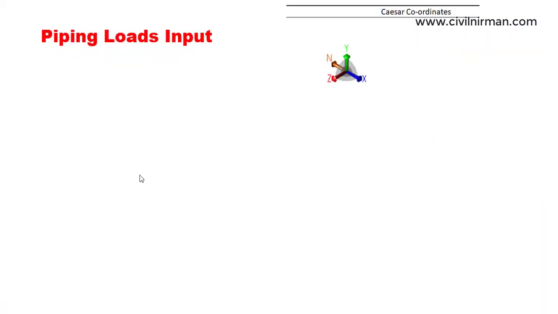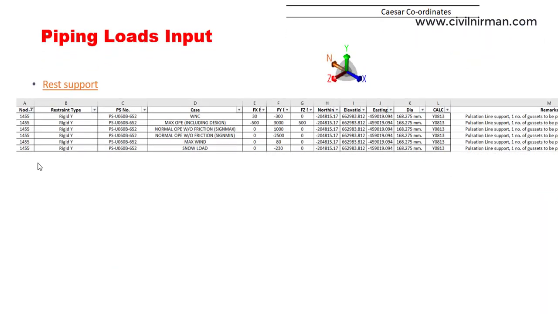So in that software it will be in the form of node number. Then you have restraint type, which is the category of support. As it's a rest support, it has the vertical reaction, then it has the pipe support number. Then you have Fx, Fy, Fz, their coordinates, north, elevation and easting, pipe diameter, and additional information which is required to identify the pipe support.